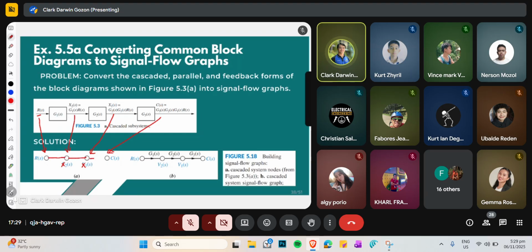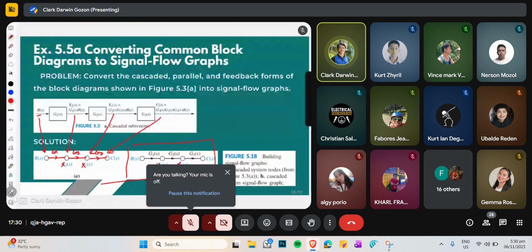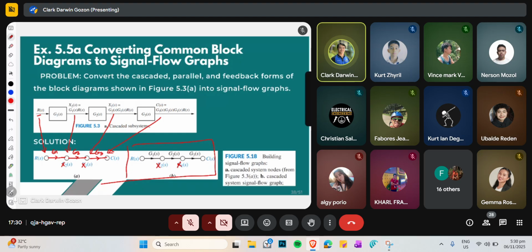Kana i-connect. Do not forget the mga transfer functions, which is G1, G2, and G3. So, all in all, muna nimo ang equivalent of the block diagram in cascaded na form. Okay? So, dili ra lisod, no? Mora ginitimanan ninyo nga ang nasa nga mo flow is ang transfer function, dili ang signal.